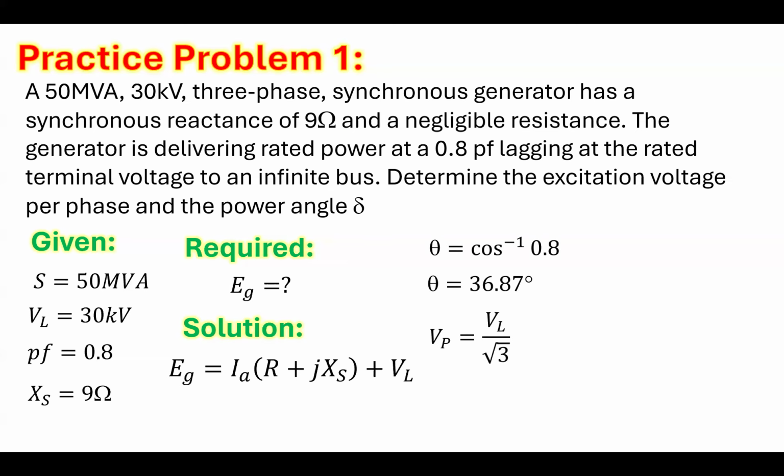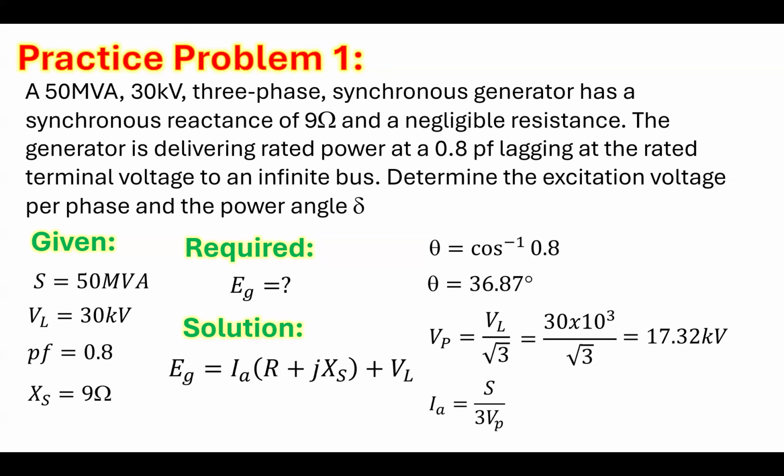To get the voltage per phase, we simply use the formula V sub L over square root of 3. This V sub L is the load voltage divided by square root of 3. So simply 30 times 10 raised to the 3 over square root of 3, and we will get 17.32 kilovolts.